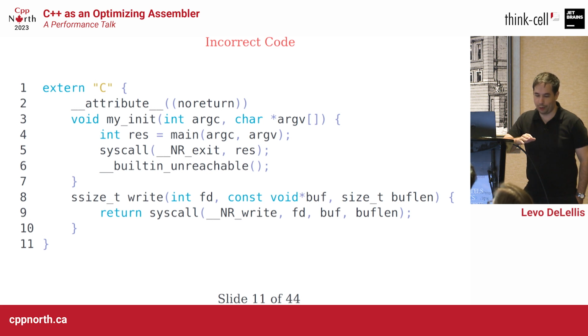It's pretty straightforward. But this is incorrect because POSIX wants -1 if there's an error, and the system call is not going to return -1. It's going to return whatever the OS returns. So we're going to have to change that.